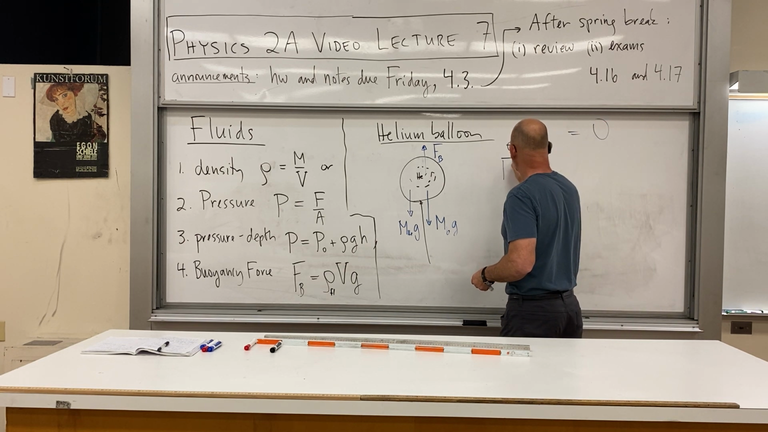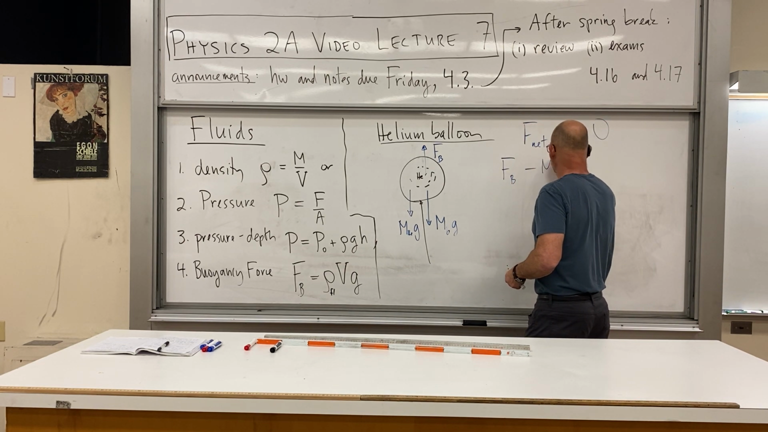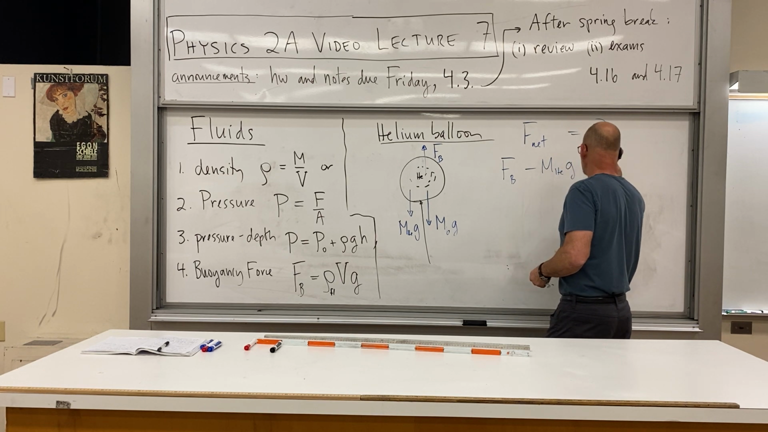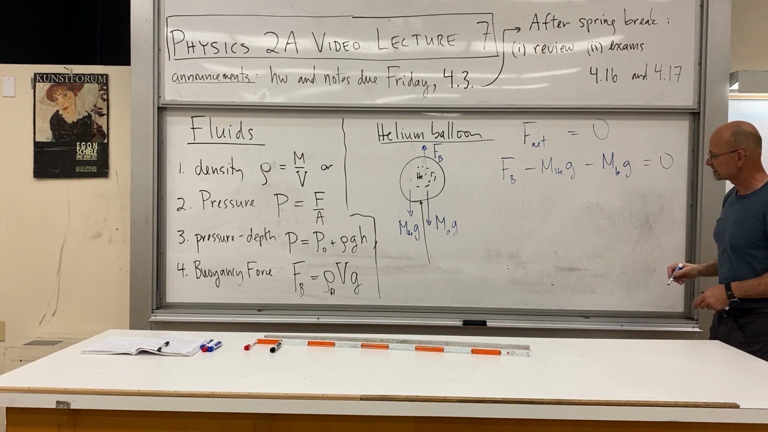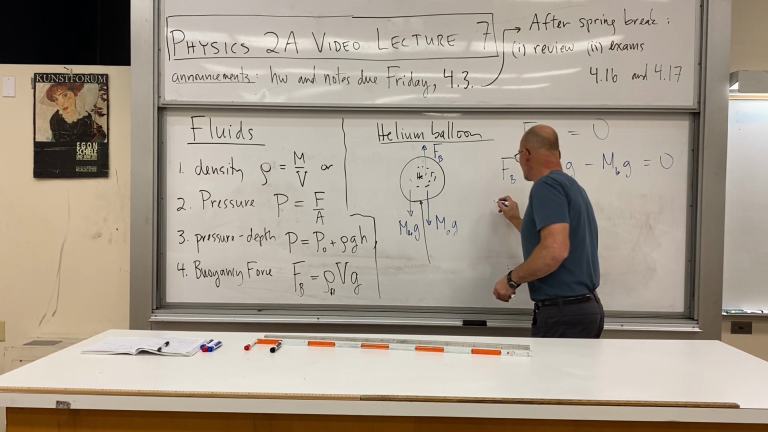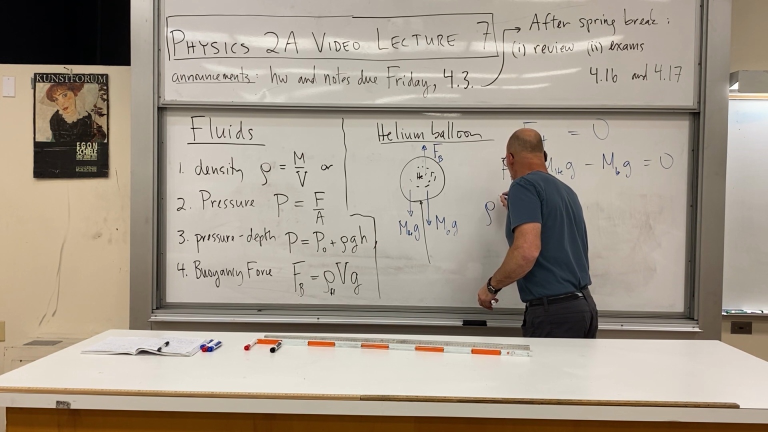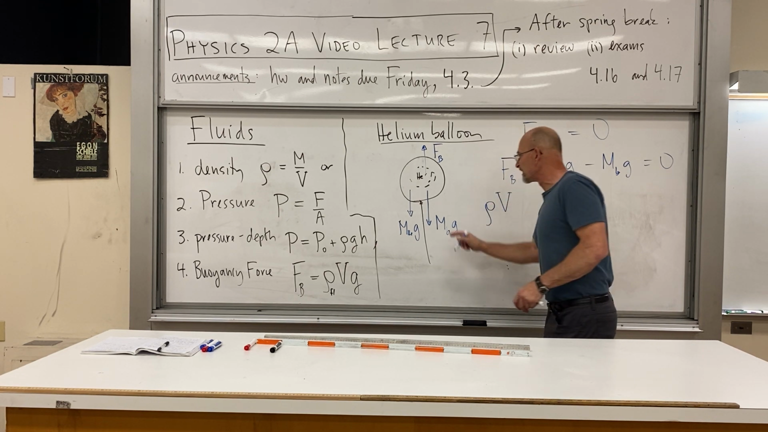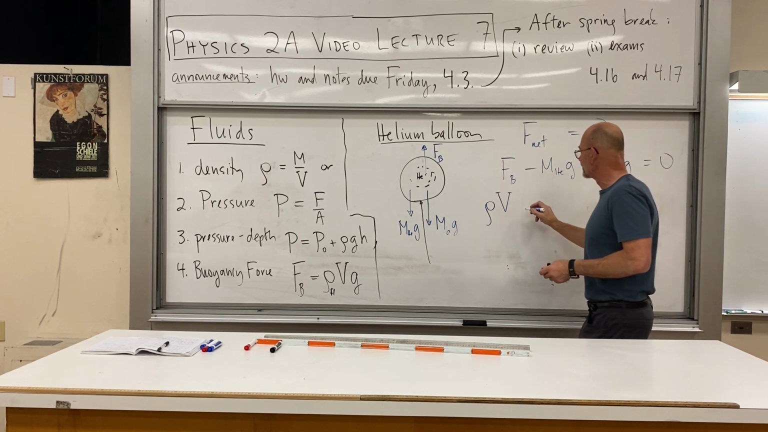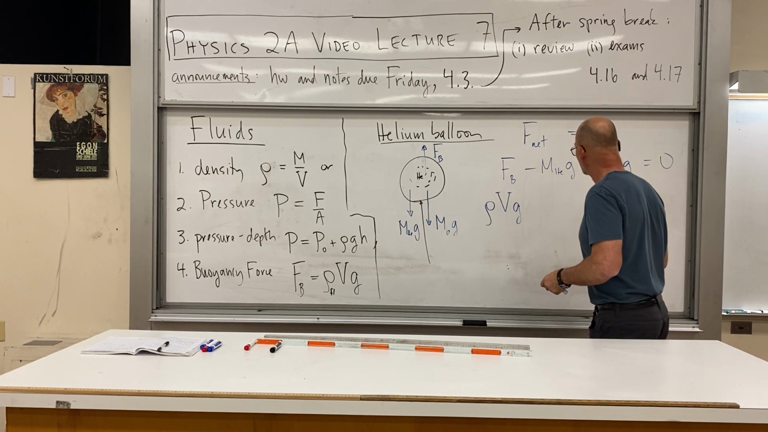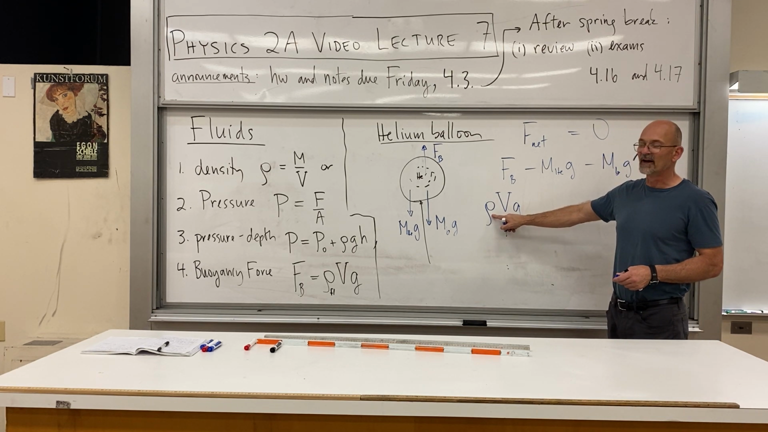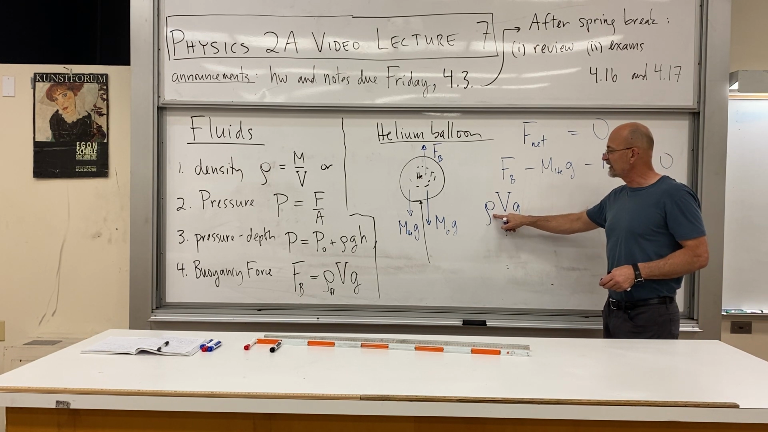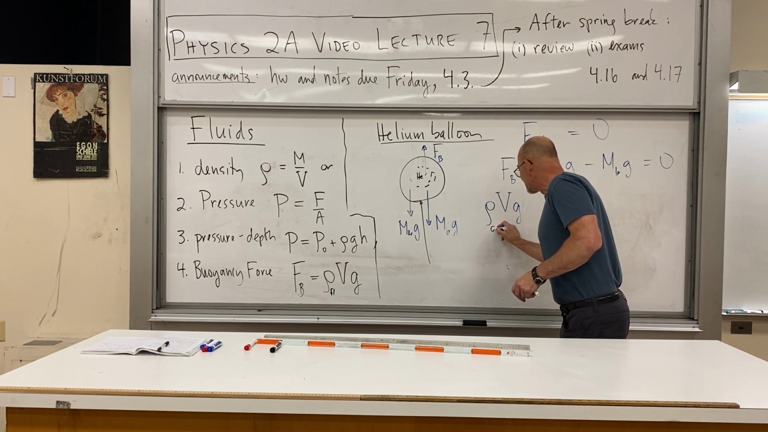So here we go. FB minus mass of helium times G minus mass of all the other stuff times G equals 0. So the buoyancy force, density of the fluid, volume displaced, and it's the entire spherical ball there, times G. What fluid are we talking about? It's not water, is it? The density of the fluid we're talking about is the density of air.